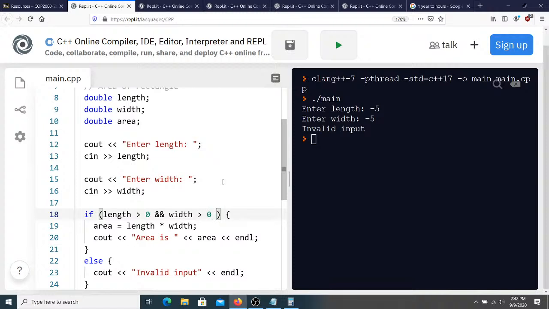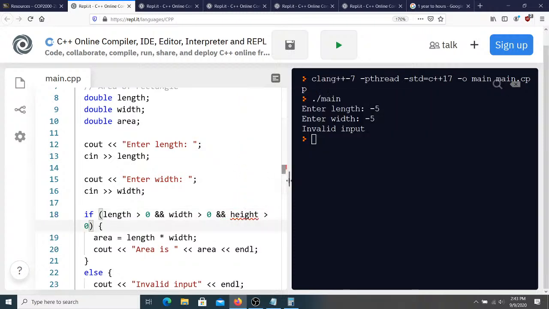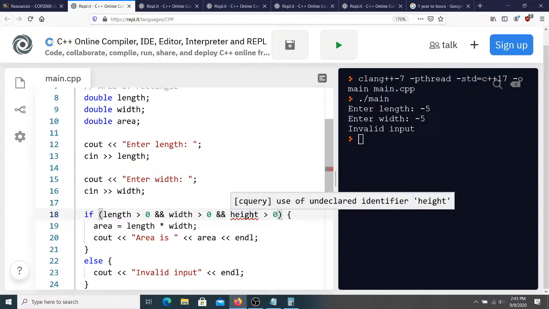Exactly. So for those that didn't hear in the back, exactly, you could. Don't type this because we don't have the variable height, but if we did have height, we could also check to see that height is greater than 0. It's giving an error because we don't have that, but you could just keep on chaining them together.